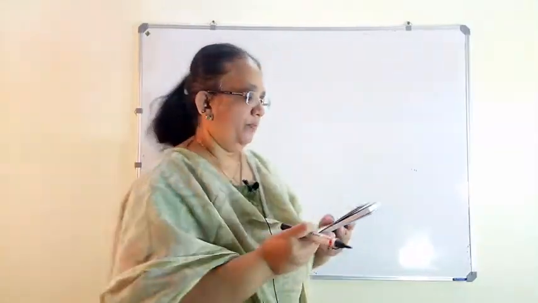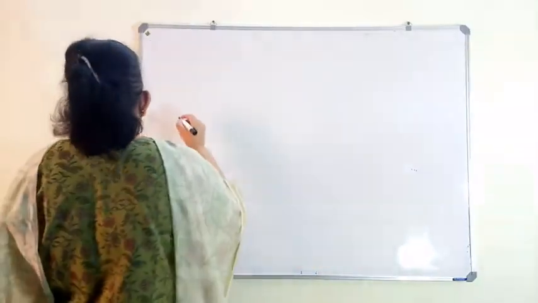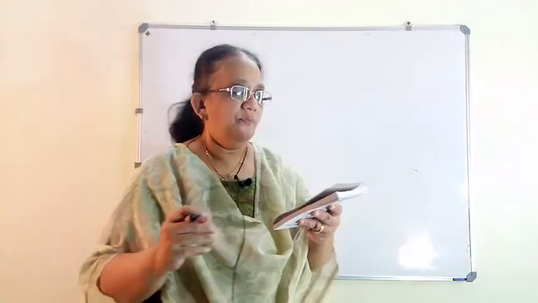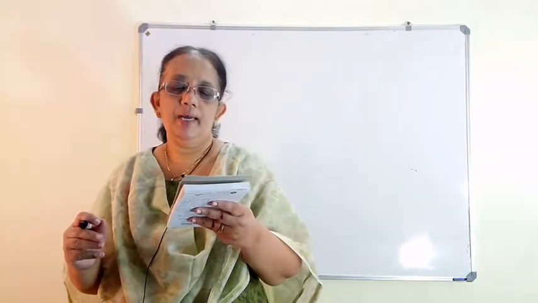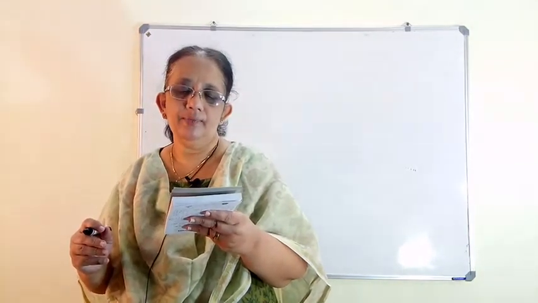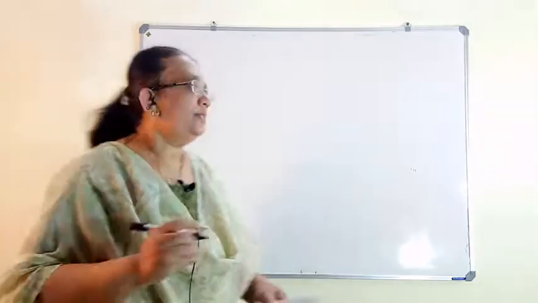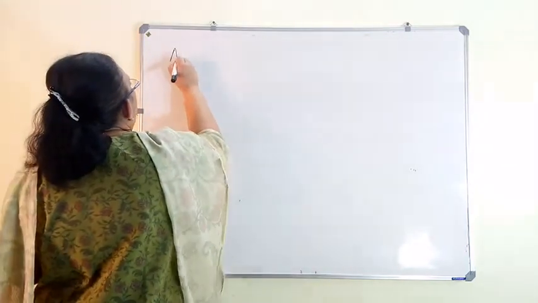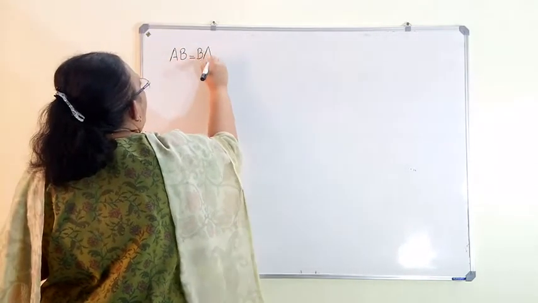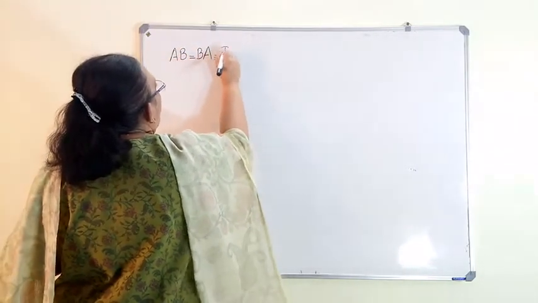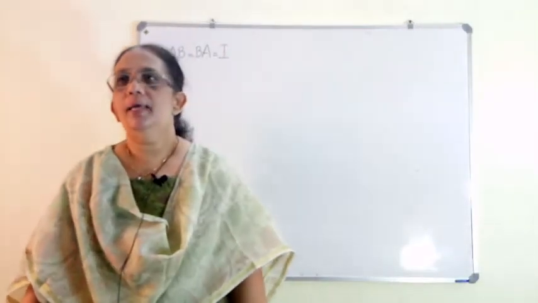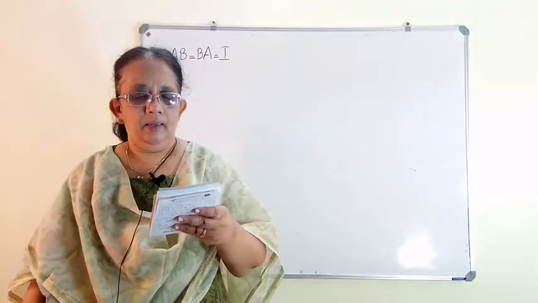Invertible matrix. If A is a square matrix of order M, then there exists another square matrix B of the same order M such that AB is always equal to BA, and that is always equal to the identity matrix.